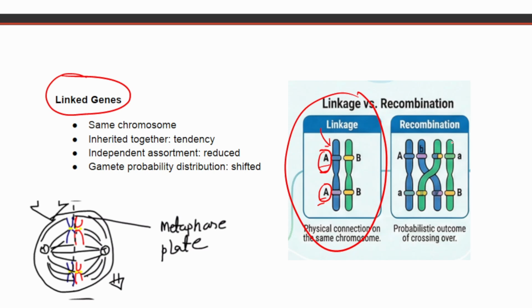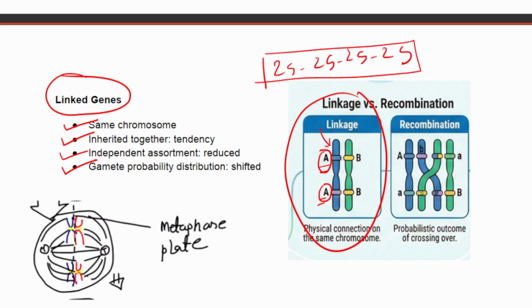This is why gamete probabilities shift from the 25, 25, 25, 25 pattern and become biased toward the parental type. The core idea to lock in is this: linkage is not a statistical trick. It's a consequence of genes being stuck together on the same piece of DNA unless crossing over forcibly separates them. So we have covered that linked genes stay on the same chromosome, they are inherited together, and due to linked genes, the gamete probability distribution is shifted, and the gamete probability we were saying was this: 25, 25, 25, 25.